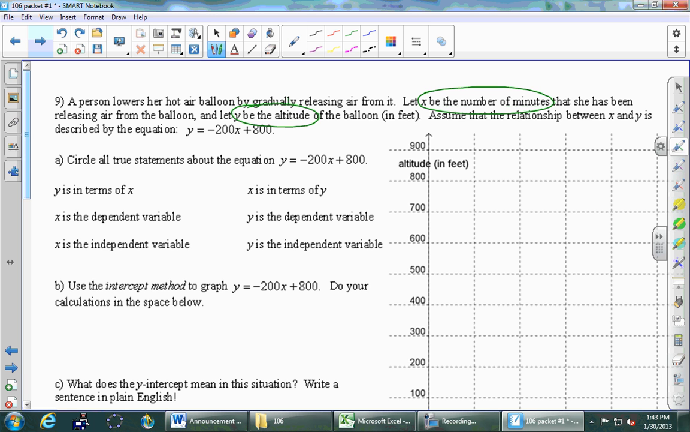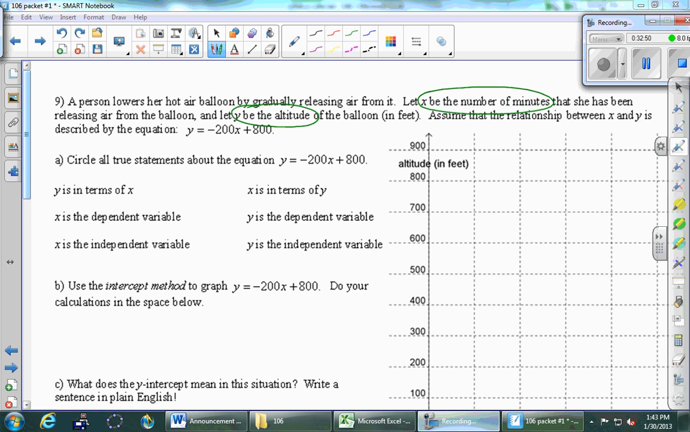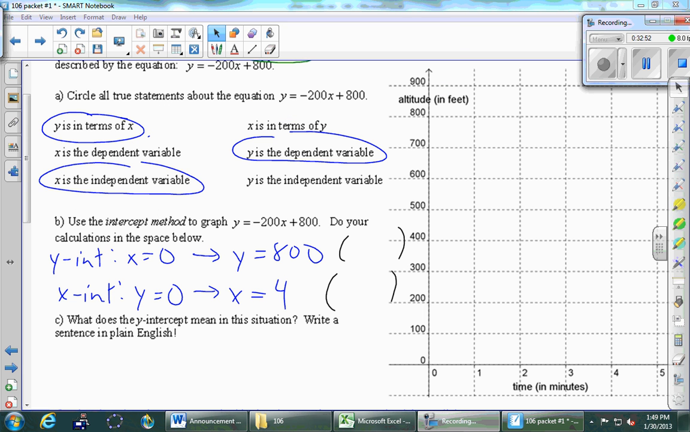All right, part A, circle all true statements about the equation y equals -200x plus 800. There are 6 sentences here. 3 of them are true, 3 of them are false. Circle the 3 sentences that are true and check with your neighbors. Seems like most folks are finishing up finding the intercepts and maybe plotting some points. So I've circled the 3 things. I think all the groups came around to this idea of independent versus dependent. And it's easy vocabulary once you have it, but it's also easy to get wrong.